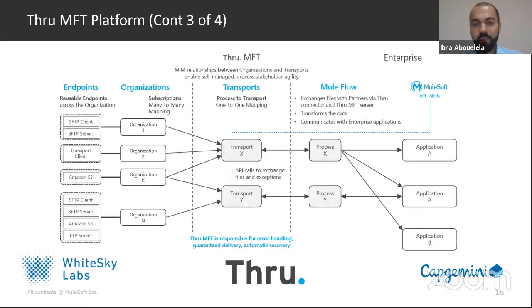Since we are all or mostly Muleys, and we would like to know how this works with MuleSoft, this diagram will do the trick for us. So basically, guys, if we say this is a transport, this is the actual process that transfers a file. On the left here, we have the organizations and the endpoints, and all this section is inside the Thru platform. Then on the right side, you can see that we have MuleSoft Flow and MuleSoft Apps, and these will be managed on the right-hand side.